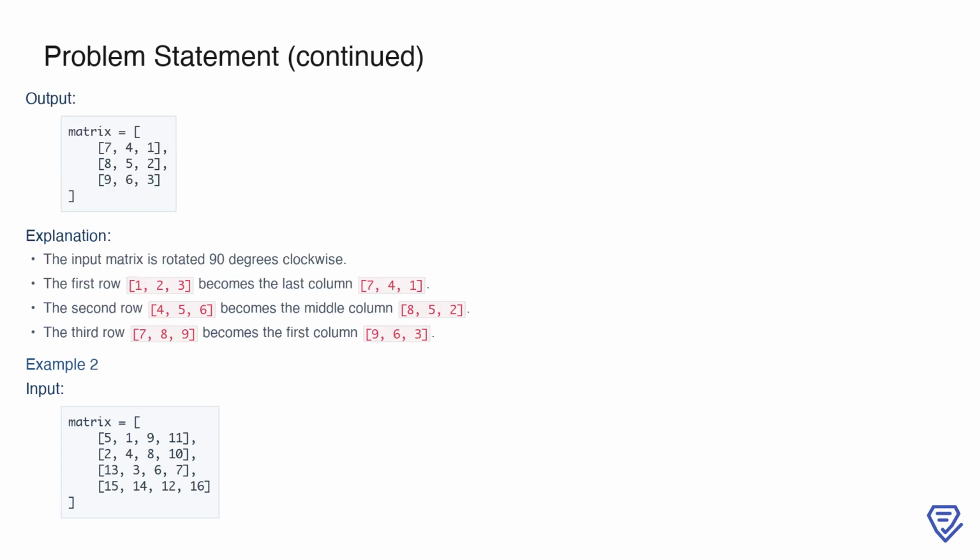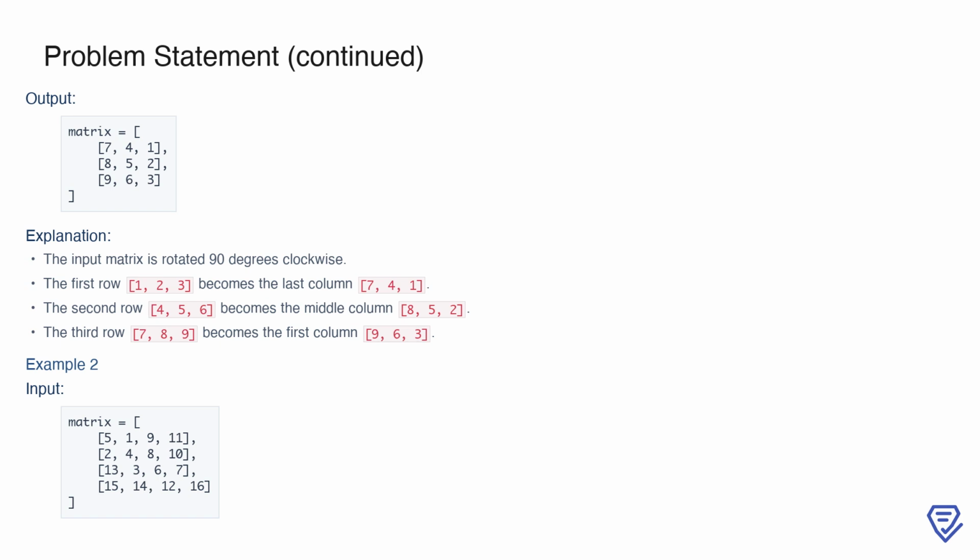Let's look at an example to understand this better. Suppose the input matrix is a 3 by 3 grid as shown. The first row contains the numbers 1, 2, and 3, the second row has 4, 5, and 6, and the third row has 7, 8, and 9. After rotating this matrix 90 degrees clockwise, the first row of the original matrix becomes the last column of the rotated matrix, so 1, 2, 3 turns into 7, 4, 1.